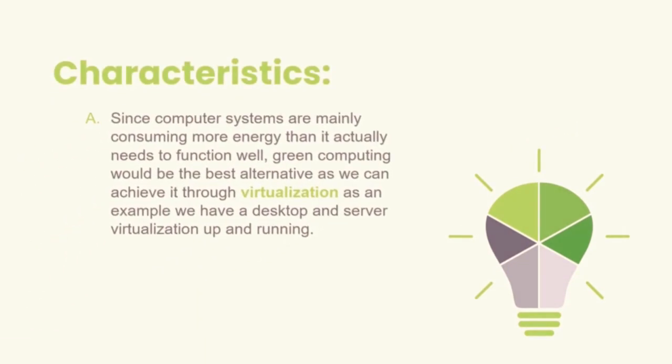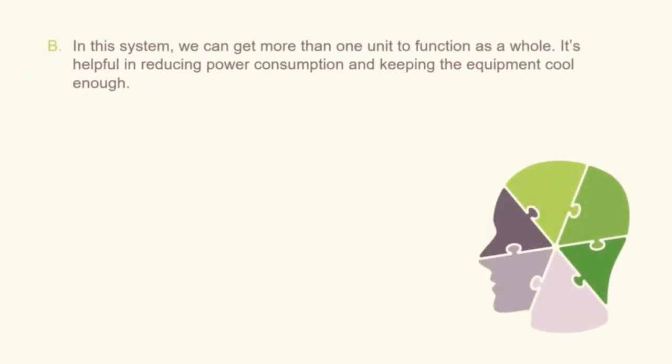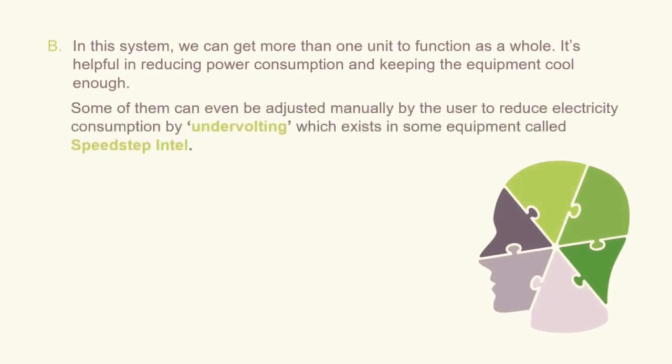Since computer systems are mainly consuming more energy than they actually need to function well, green computing would be considered the best alternative, as it can be achieved through many ways, such as virtualization, and we already have server and desktop virtualization up and running. With this system, we can get more than one unit to function as a whole. It's helpful in reducing power consumption and keeping the equipment cool enough, and some of them can even be adjusted manually by the user to reduce electricity consumption, using undervolting, which exists in some equipment and is called SpeedStep.